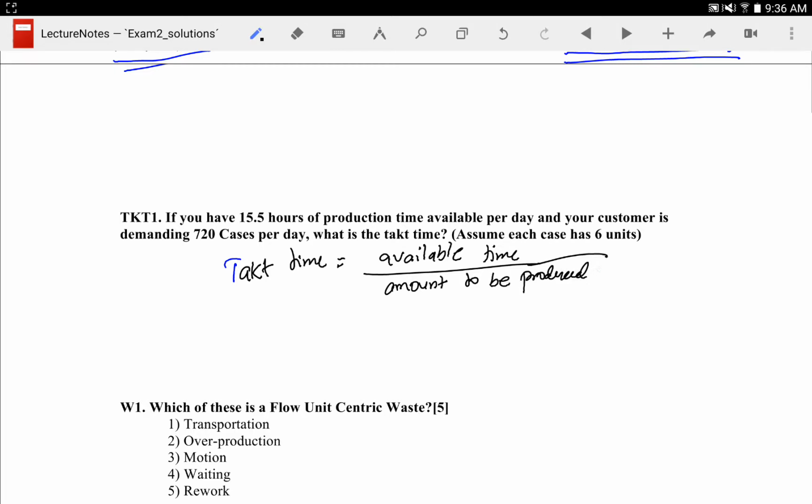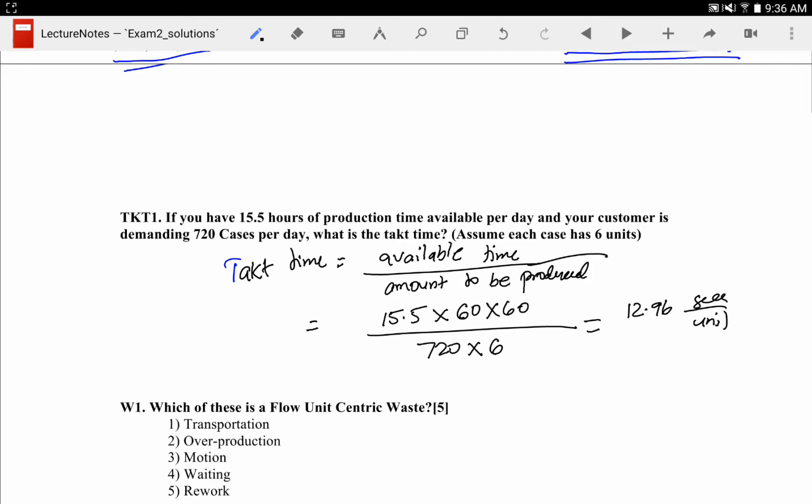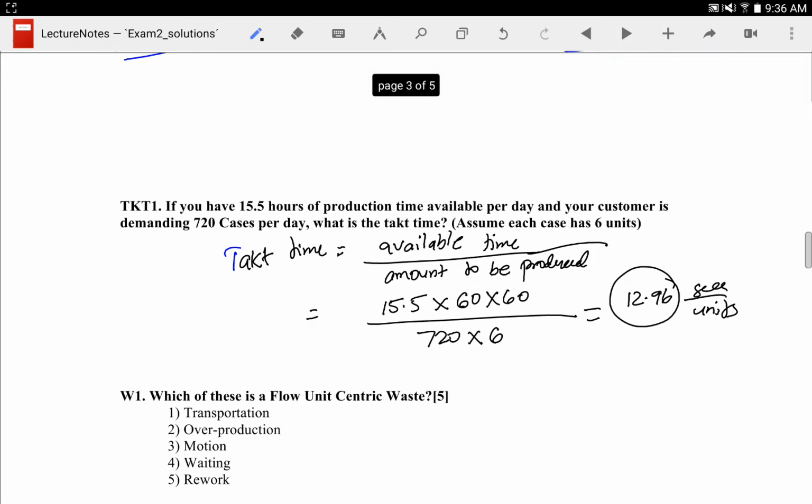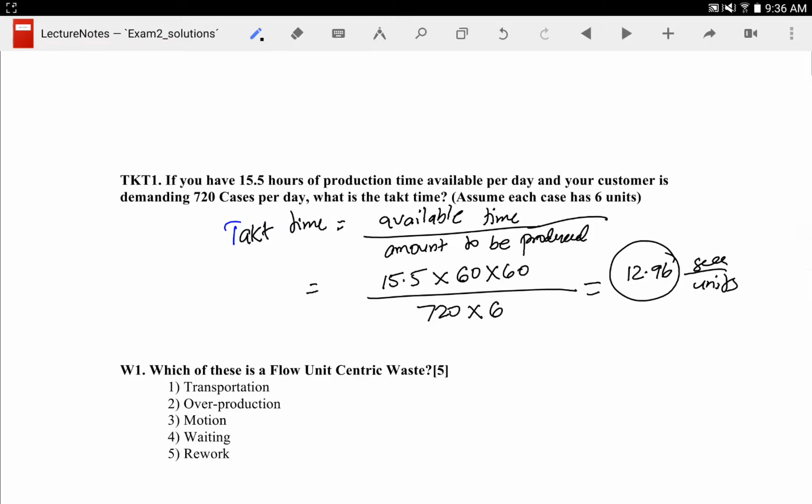The easiest way to think about takt time is this. Available time is 15 hours, 15.5 hours. Let's convert this into seconds. So minutes and seconds. How many do you have to produce? Well, 720 cases. In each case there are 6 units. If you get this, this is about 12.96 seconds per unit. That means you have to produce 1 unit every 12.96 seconds so that you can meet the customer's demand.